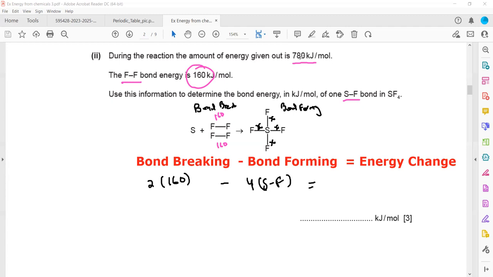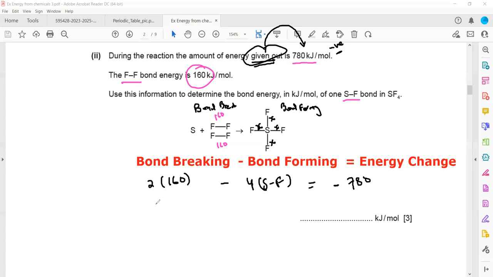This equals the energy change. What is the energy change? 780. But remember, the energy is given out. Whenever energy is given out or the reaction is exothermic, the energy change will be negative. So we write minus 780. If you write plus 780, you will get a wrong answer. It's important that you write the correct answer according to the question. As I mentioned, if energy is given out, the energy change is negative. If energy is taken in or absorbed, the energy change will be positive.